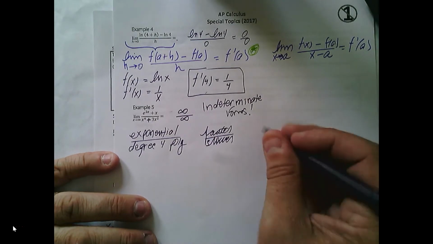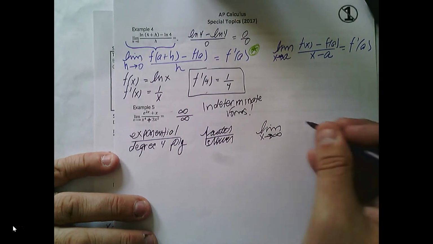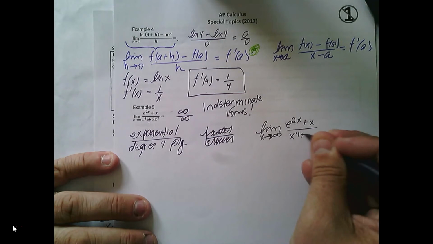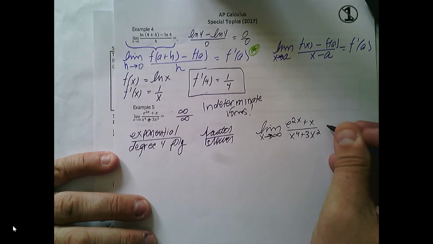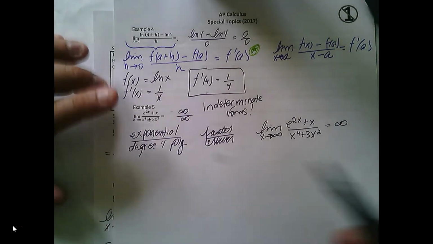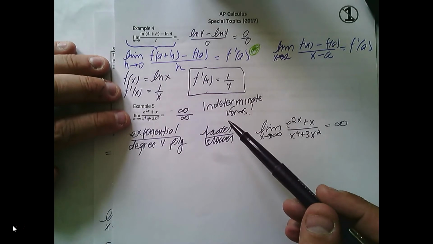What happens is that your limit as x approaches infinity of e to the 2x plus x divided by x to the 4th plus 3x squared is actually going to be infinity. That's that. That's your answer. There wasn't really a lot of work to be shown here. It was more of a verbal argument.